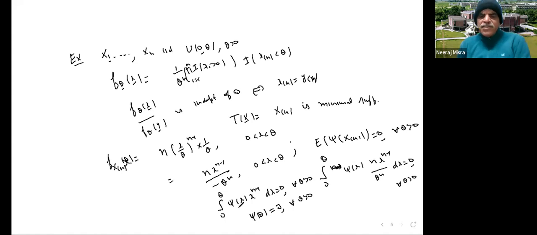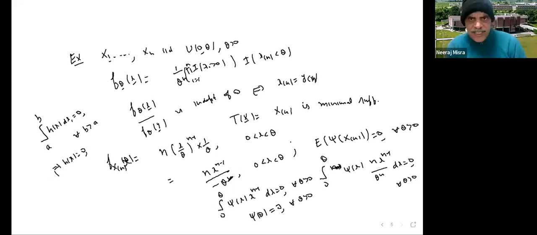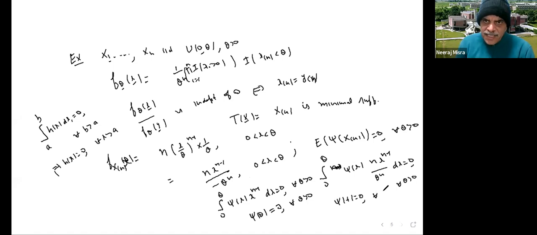Otherwise, if psi was not continuous, there is a result in measure theory, which you can remember, which says that if the integral from a to b of psi(x) dx is 0 for every b greater than a, then psi is 0 almost everywhere. So this would imply that psi(theta) is 0 for every theta. That means psi(t) is 0 for every t greater than 0.